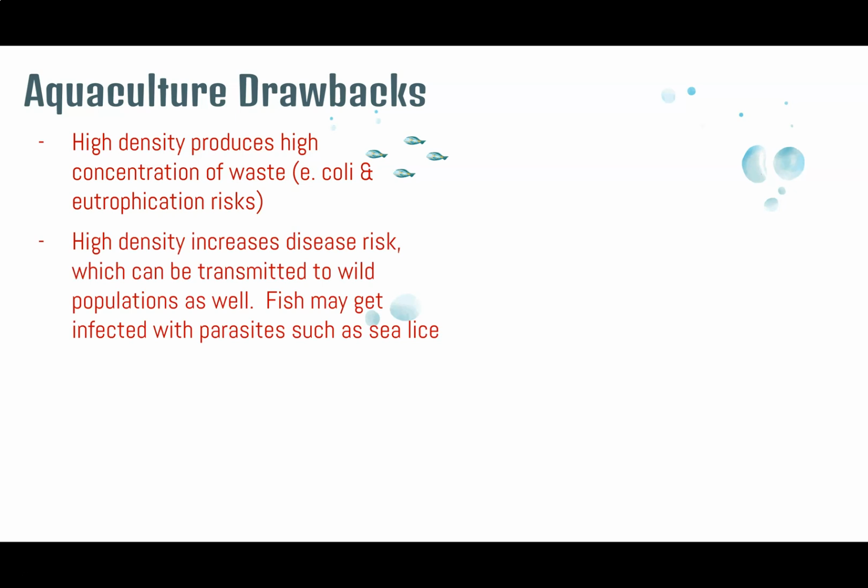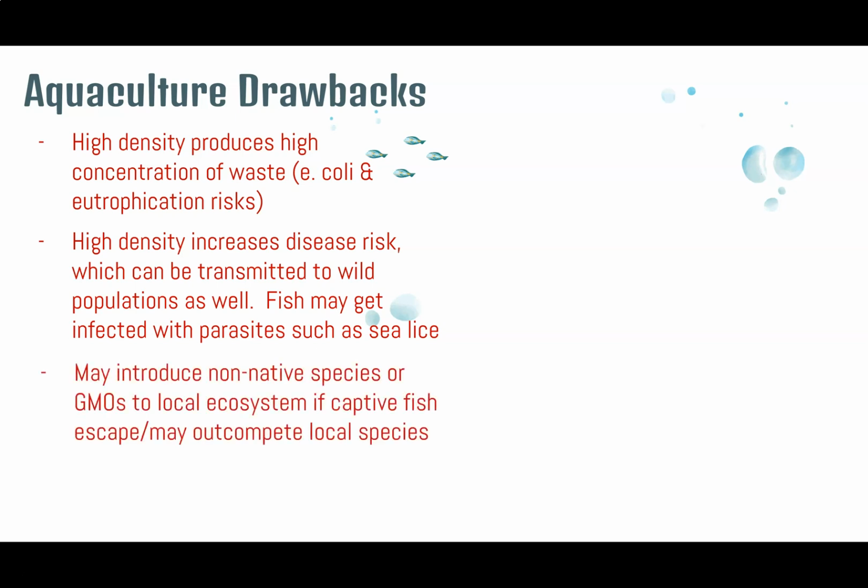The high density also increases disease risk, and that could be transmitted throughout the population as well as to other fish. Other problems that could come along with this are parasites, such as sea lice. They may introduce non-native species or GMOs into a local ecosystem. And you're like, what? So sometimes these fish may be GMOs, and their DNA may not be compatible. When they mate with the fish on the outside, that could mess up the local species.